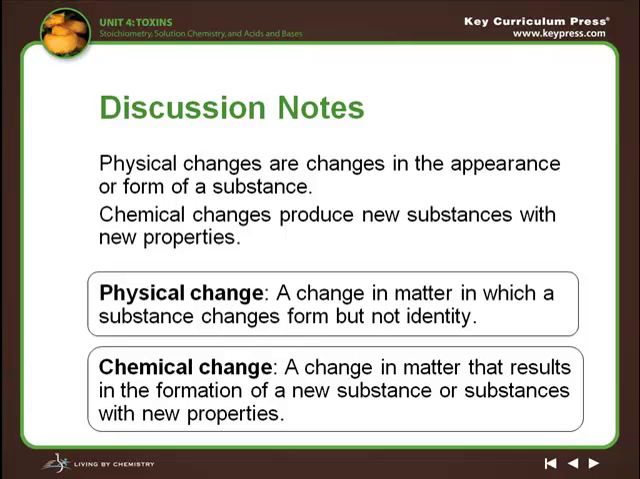And a chemical change, as it says up here, is a change in matter that results in the formation of a new substance or substances with new properties. They must be new substances with new properties in order for there to be a chemical change. Sometimes it's difficult to know what the properties are, but if you have a new substance, you know it's a chemical change.